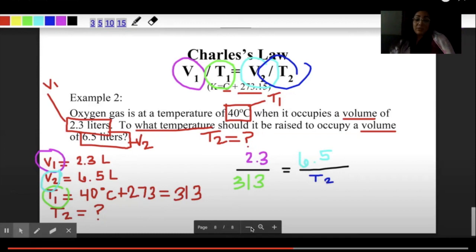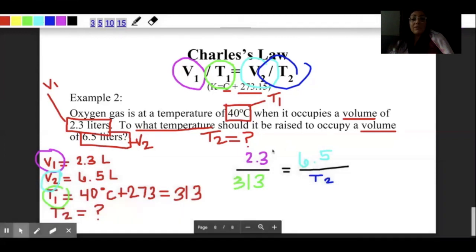So the way that you would solve this is a little bit different. In this case, because the T2 is at the bottom and that's a little bit trickier to work with, what I would do is go ahead and solve 2.3 divided by 313 first. That way you have one number on the left side to work with. So that should be something really small.